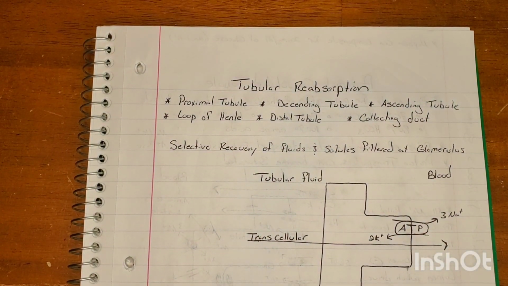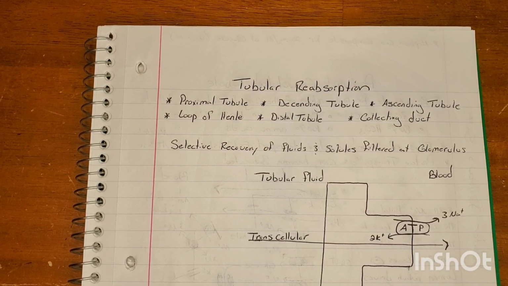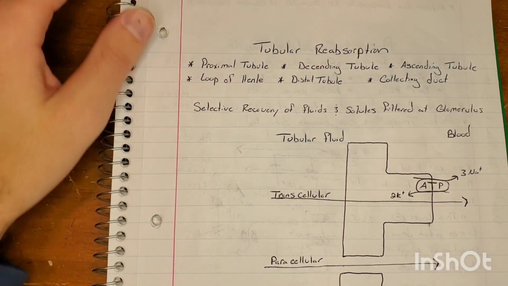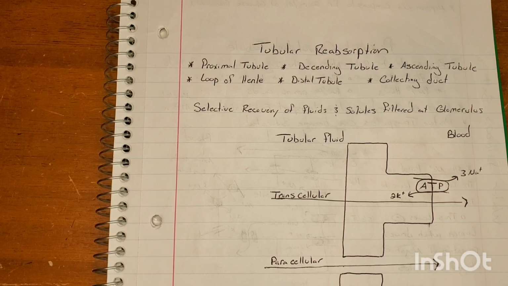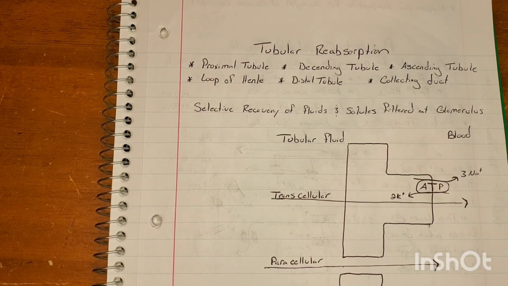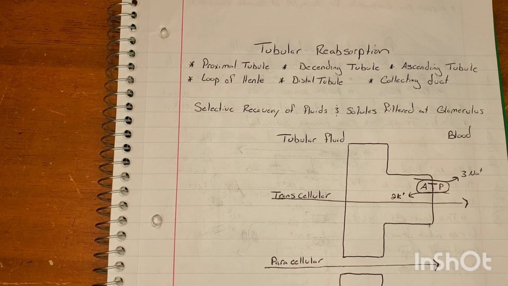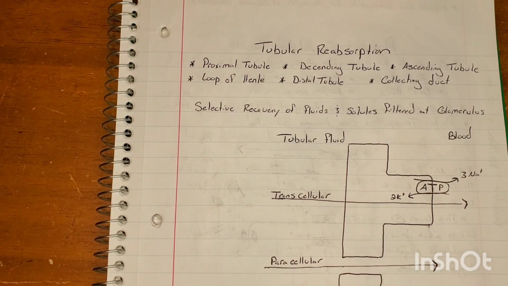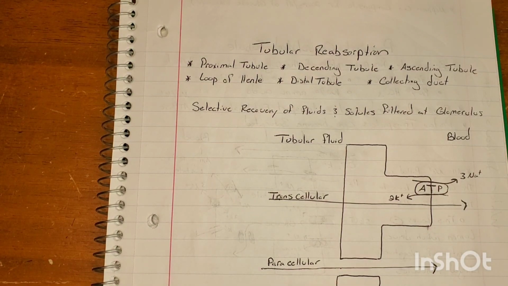All right, so we've talked about filtration. We need to talk more about absorption, so I'll talk about that now. There are different parts of the kidney. There is the proximal convoluted tubule. There is the proximal straight tubule. There's the descending tubule, the ascending tubule, then the distal tubule, and there are a couple different cell types in the distal tubule, and we'll go over that in a minute, but we'll start closest to the glomerulus.